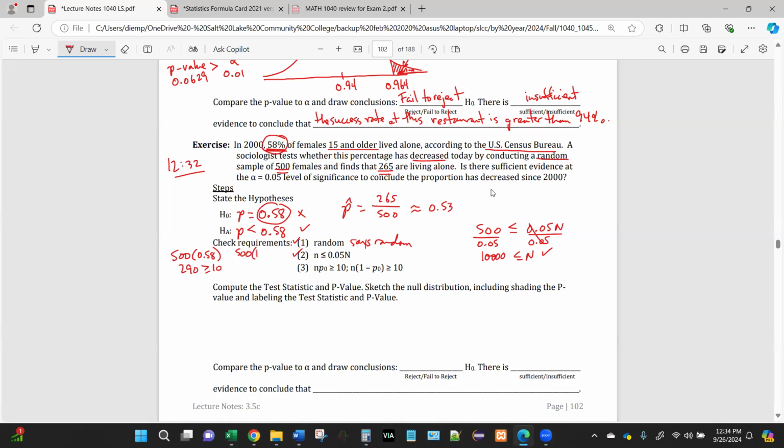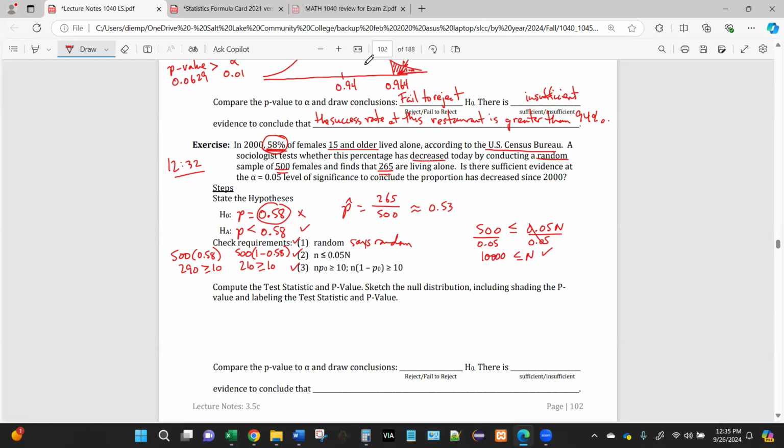Then to see how many we would expect to not be living alone, we go 500 times 1 minus p0. So that works out to be about 210. 210 is more than 10. So if the null is true, we would expect about 210 of the females to not be living alone. So in both cases, it's more than 10. So we have enough in our sample here to do this.